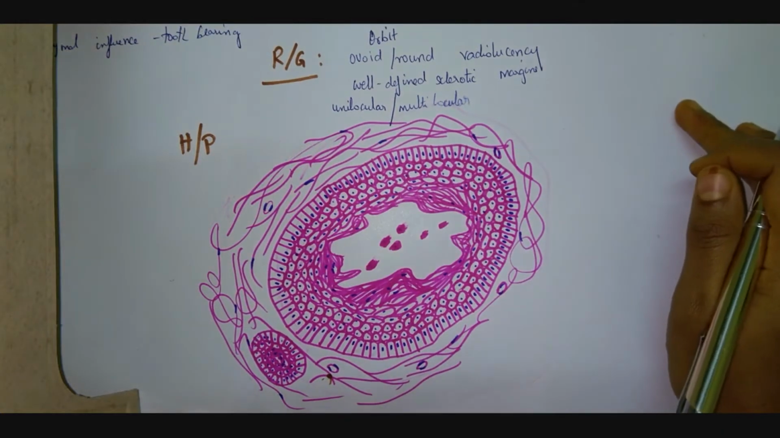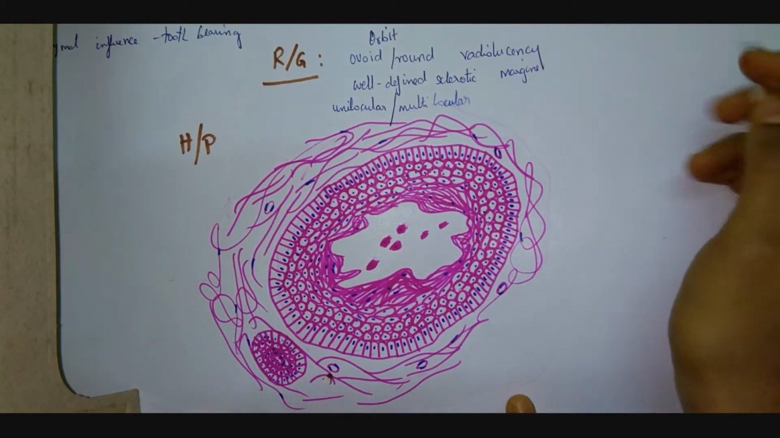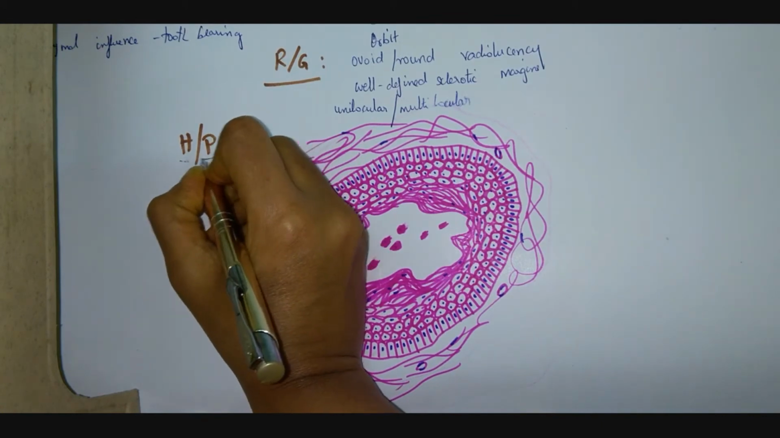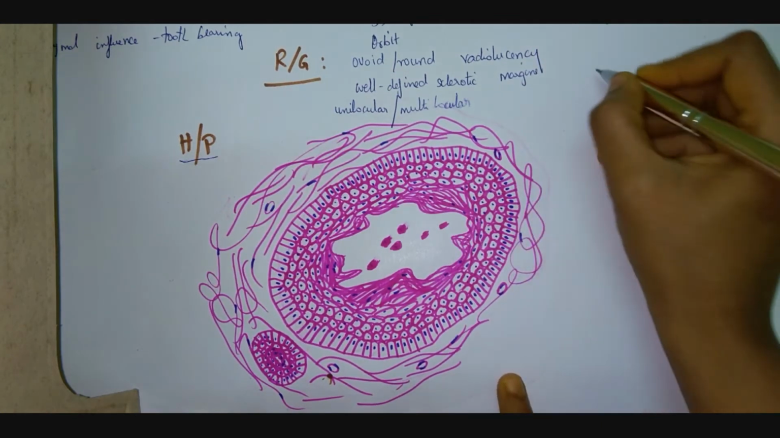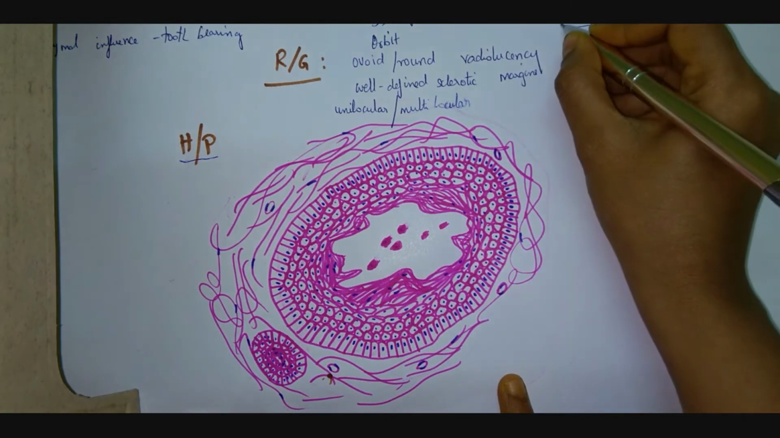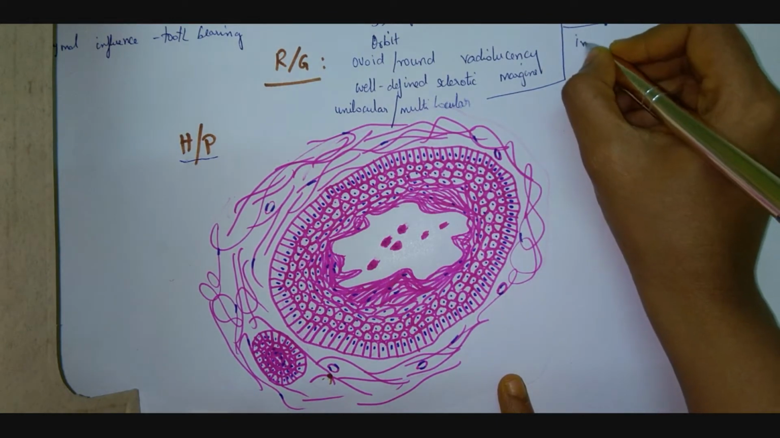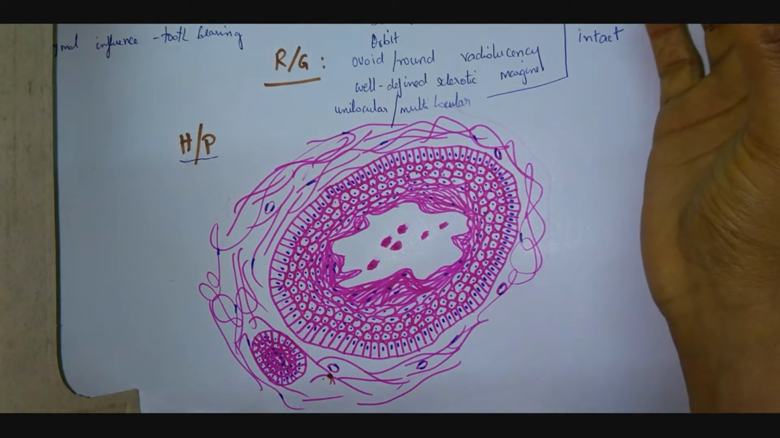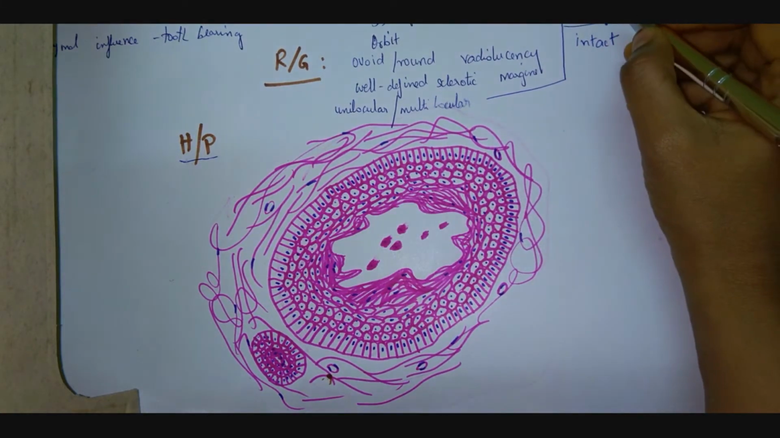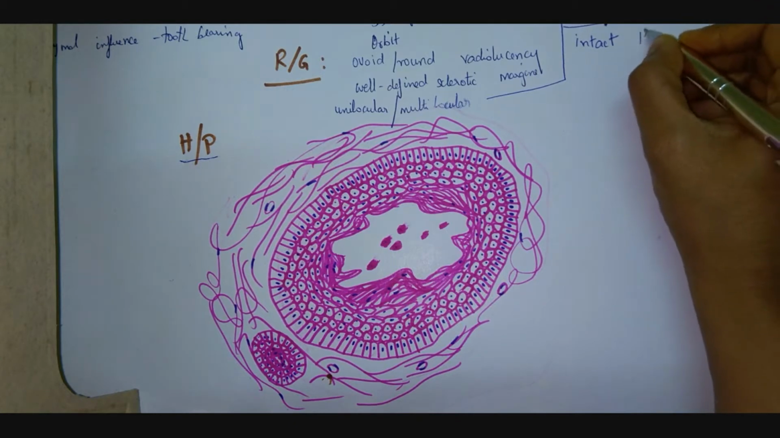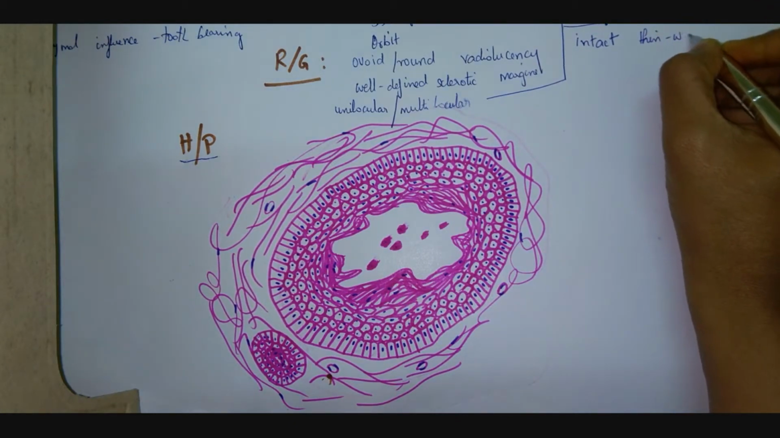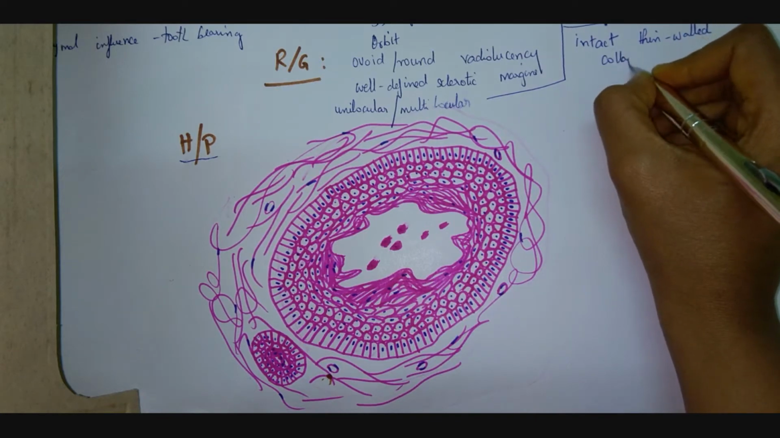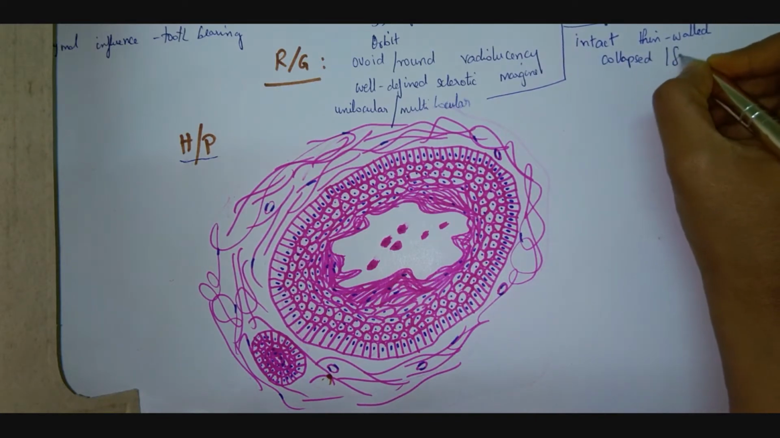Let us see about the histopathological features of odontogenic keratocyst. How is the specimen received by the pathologist? If it is going to be a small lesion, it is usually received intact. The lining epithelium is usually thin walled, and this thin walled epithelium will be collapsed, and it will also be folded.